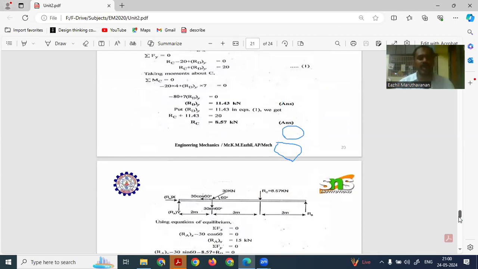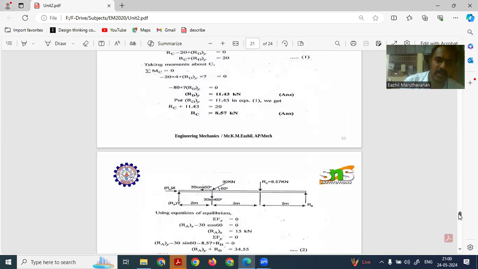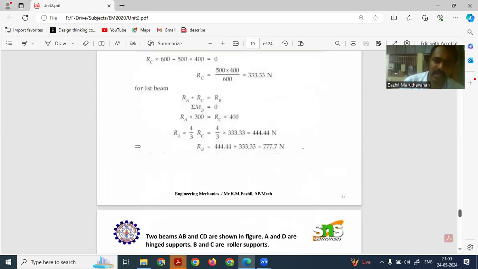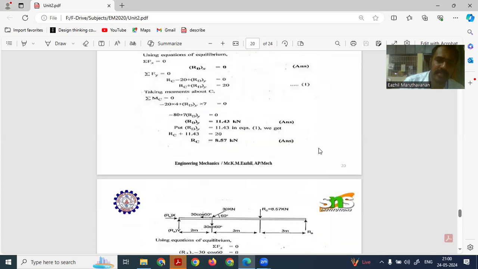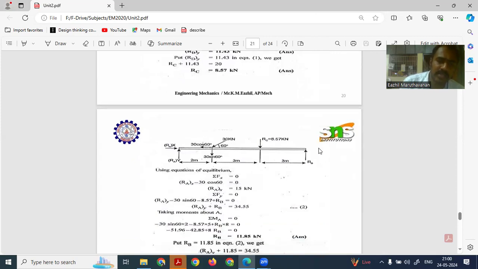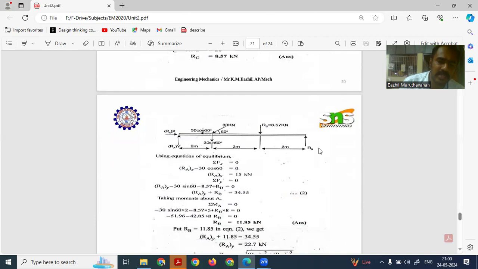Then we have to take the other beam for solving and identifying the unknown forces. Here also we write the equation for sigma Fx equal to 0. Sigma Fx is RAX acting towards the right-hand side, so plus RAX, and then we consider the resolved force on the left-hand side, 30 cos 60, so minus 30 cos 60 is equal to 0. Therefore, RAX is equal to 15 kilonewton.